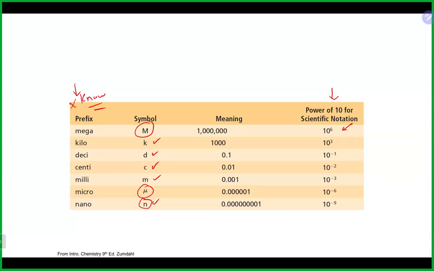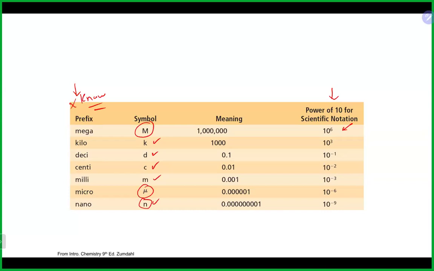This is basically in scientific notation. Each one of these in this column is 1 times 10 to the 6, 1 times 10 to the 3, 1 times 10 to the minus 1, basically written in scientific notation. And if you're not sure what scientific notation is, we will talk about it in this chapter pretty shortly. But it's basically written in that.